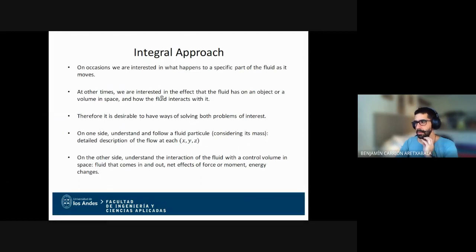Okay, so basically the idea of this integral approach is that sometimes, actually it's very often, we're interested in what happens with the system as a whole, and not only what happens with a particle of fluid.